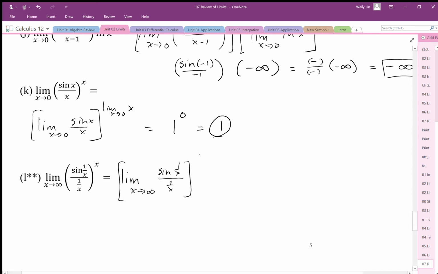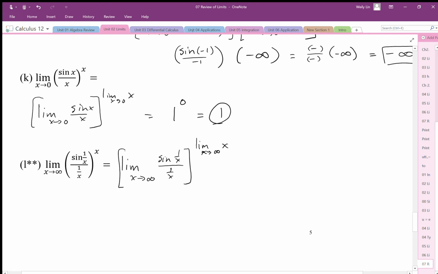And I'll let the limit as x goes to infinity of just the x. Okay? So we're going to end up with, as x goes to infinity, this is sine 0 over 0, and we know that's going to be equal to 1. And as x goes to infinity, we can let the exponent equal to 0, or sort of equal to infinity. And 1 to the power infinity, that's going to be a limit of 1.